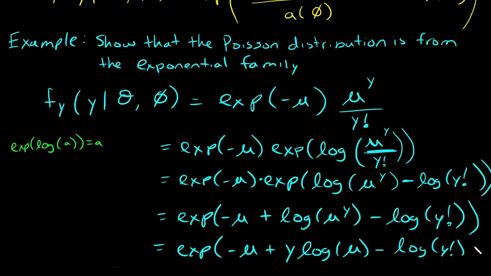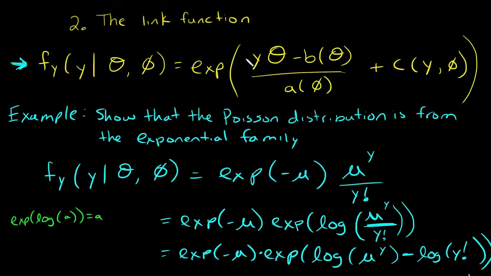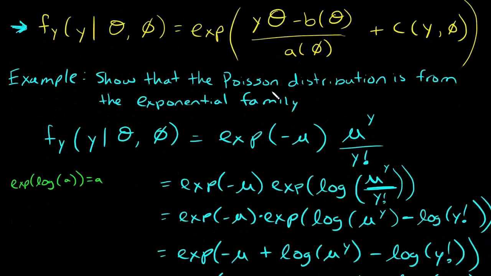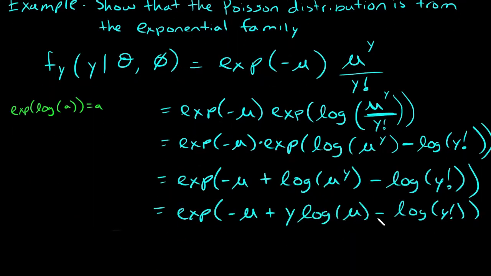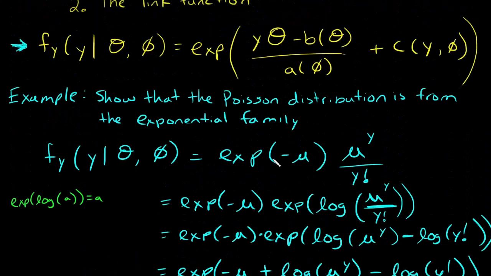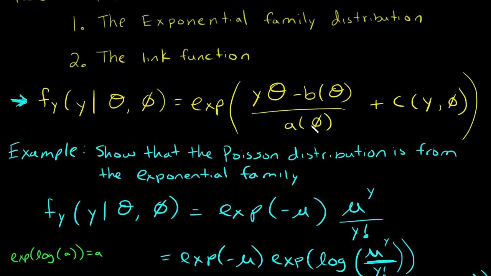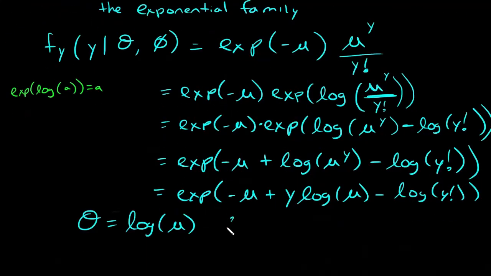Okay, so now I just have to figure out how to make it look like that exponential family distribution. Well, I need y times theta. Let's see, I do have y times something. I have y times the log of mu. So actually, let's go ahead and do that. Let's say theta is log of mu. Then if I look for phi, I'm looking for something divided by. I don't have anything divided by there, so I can just go ahead and say phi is equal to 1, because anything divided by 1 is just itself.